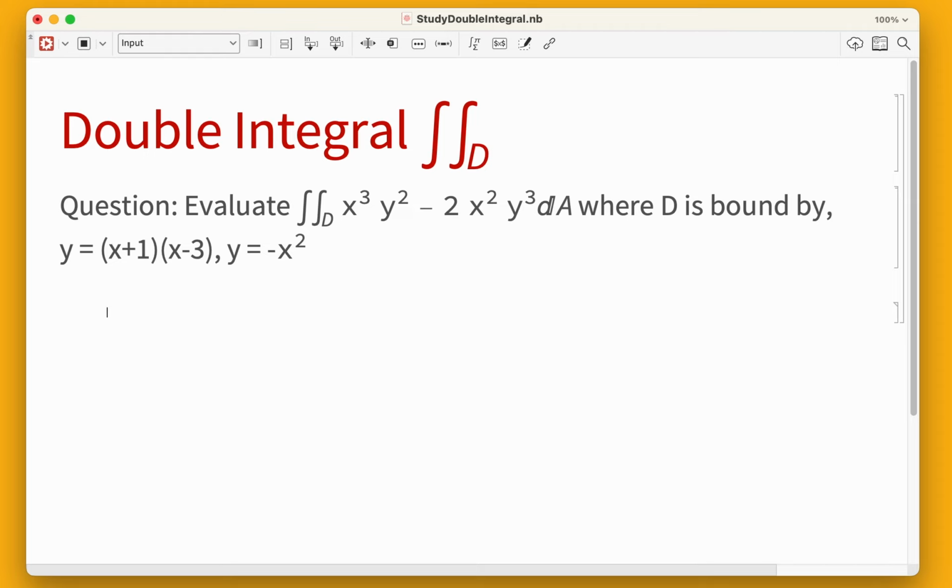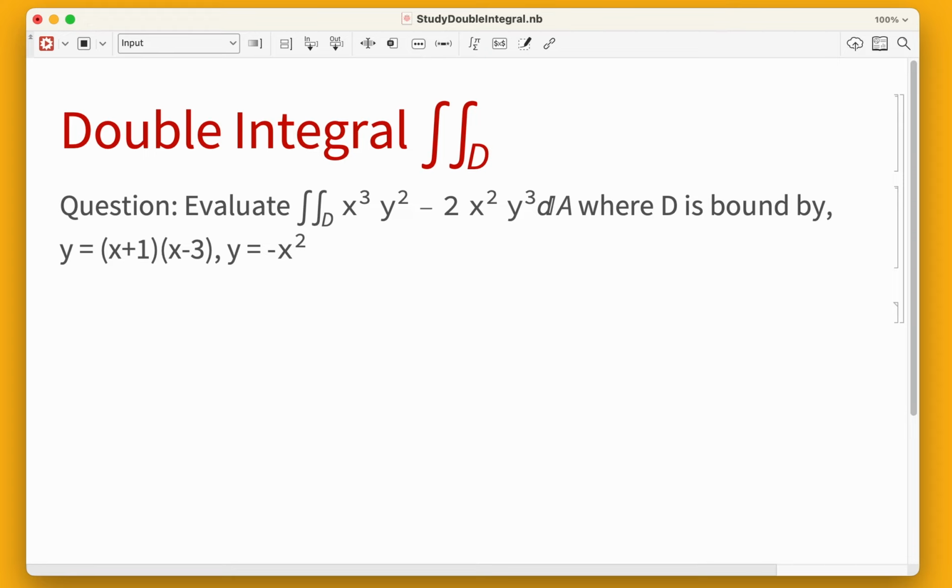Now let's try to solve it. The first thing is we need to understand the domain. What we are getting from this information is y has two equations, x plus 1 into x minus 3, and another is minus x square. With these two equations, we have to find the lower limits and upper limits of both x and y. So let's try to solve that.